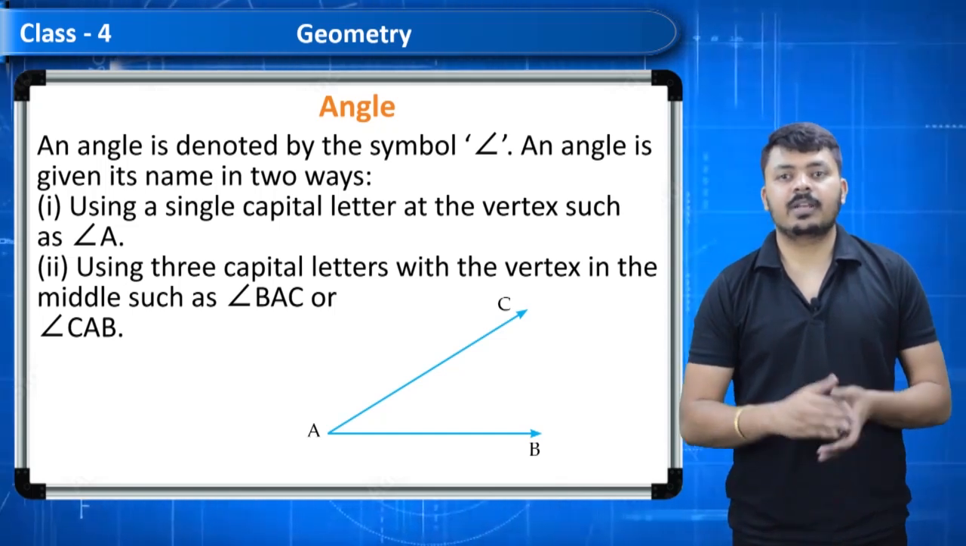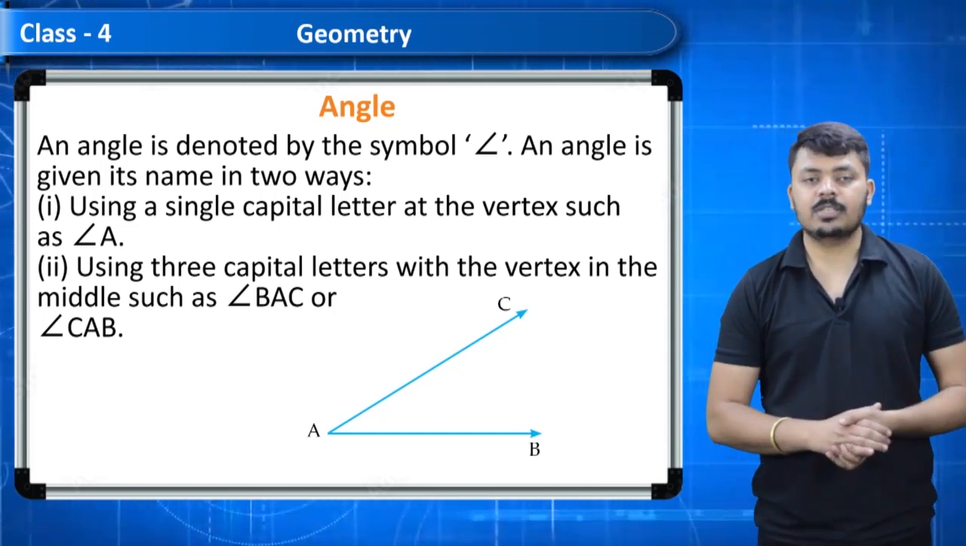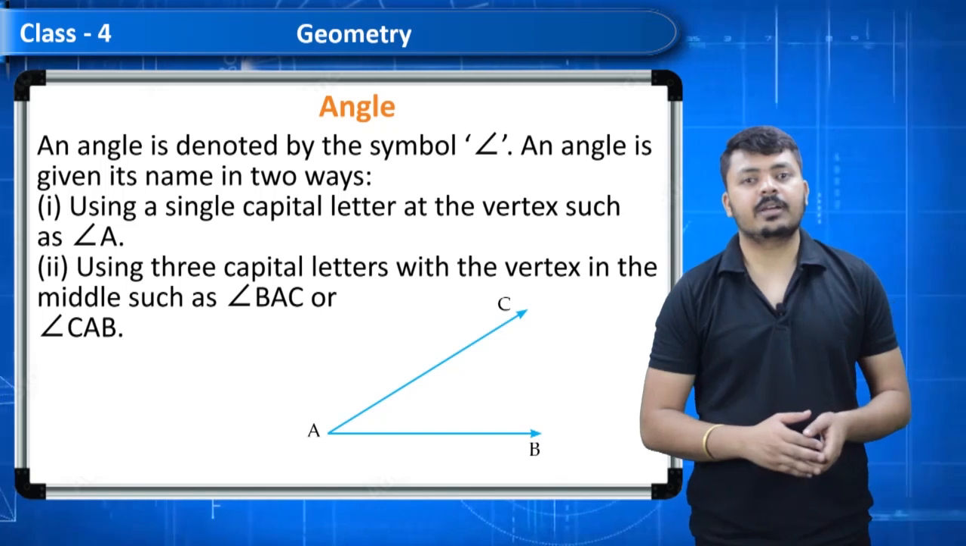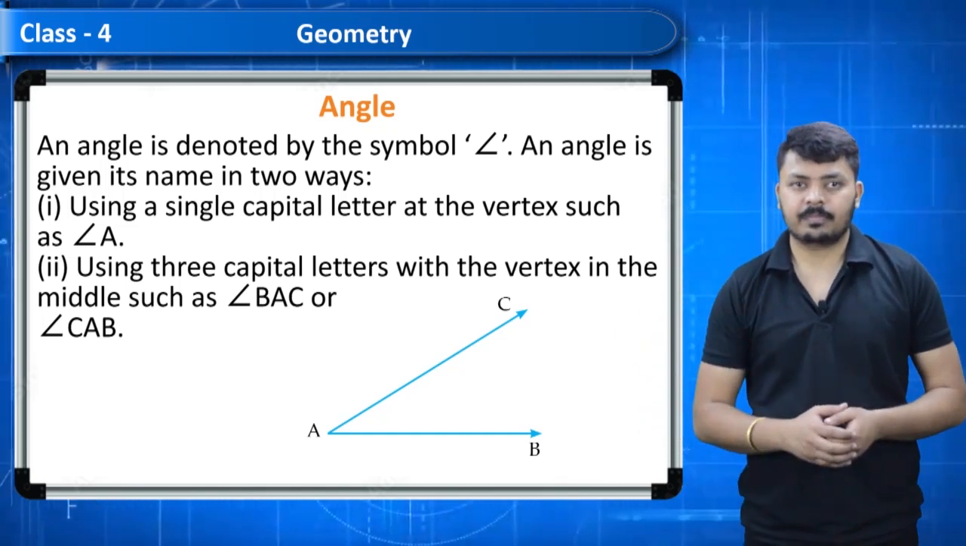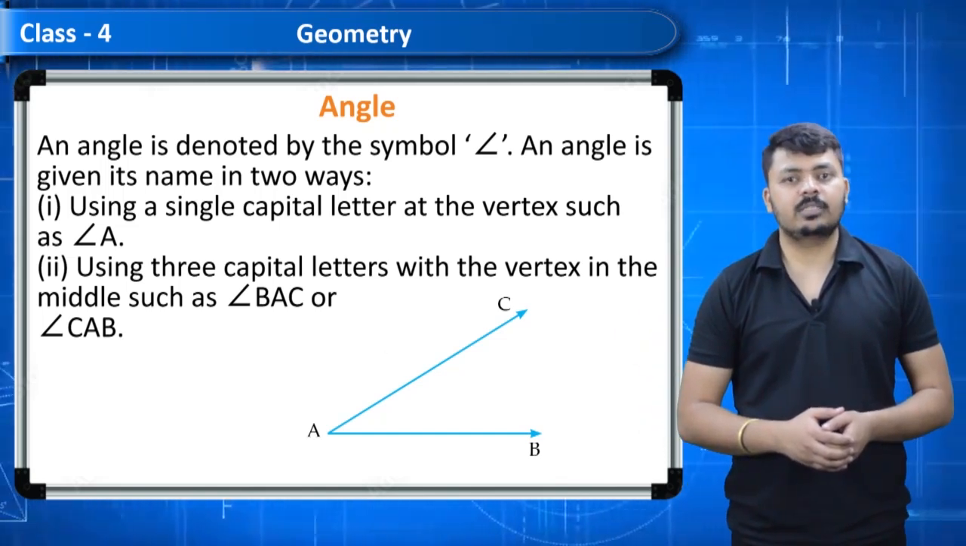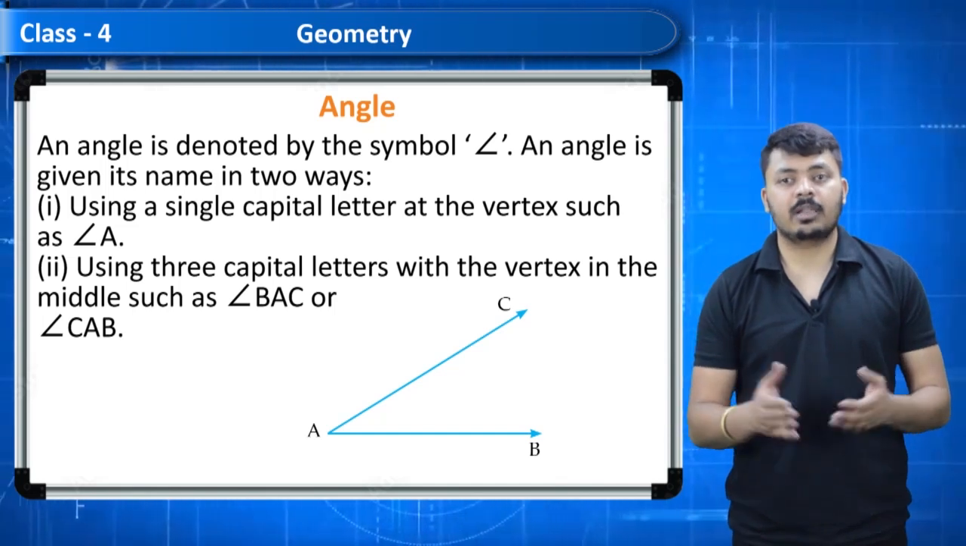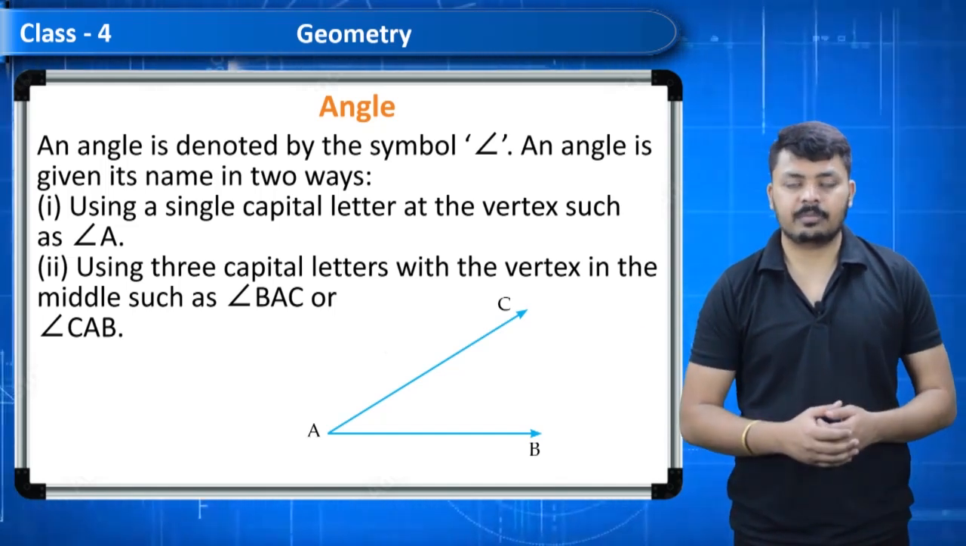An angle is given its name in two ways. First, using a single capital letter at the vertex, such as angle A. Second, using three capital letters with the vertex in the middle, such as angle BAC or angle CAB.